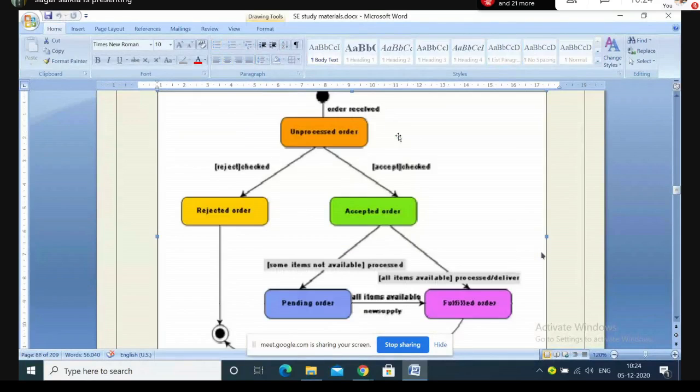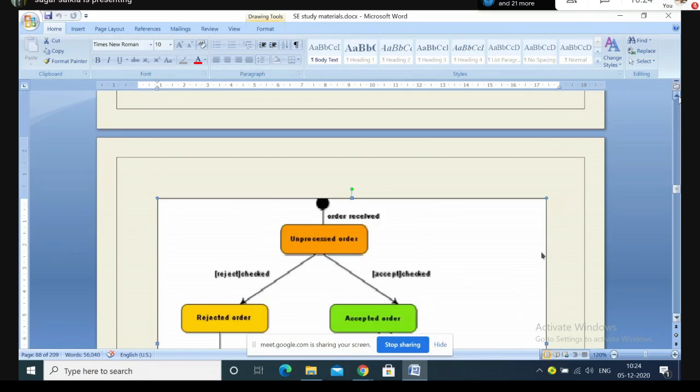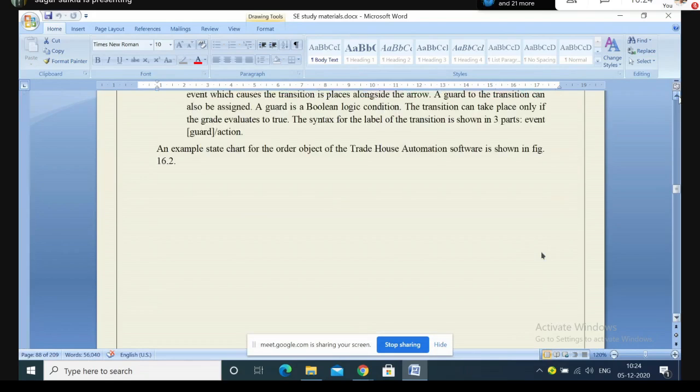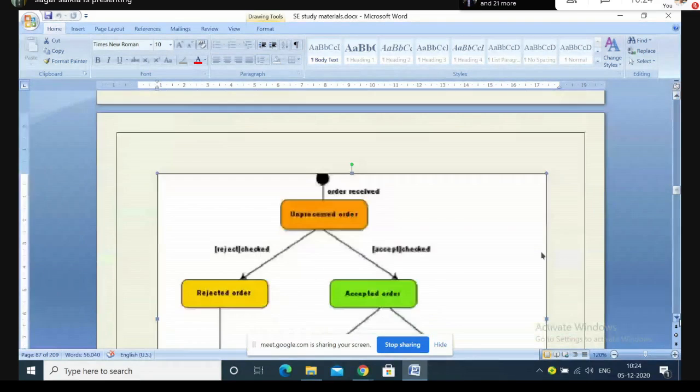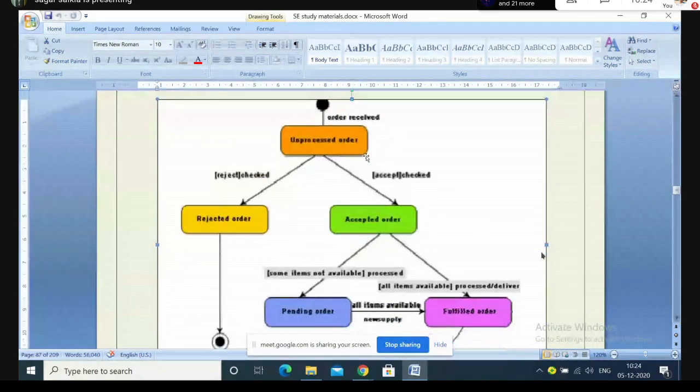As you know, processes are represented by circles. Suppose the order is received, so what will happen? First of all, it will see the unprocessed order. It is trade house automation software, so maybe some trading of garments is taking place. If through the software or app an order has been received, initially the order will be checked whether it will be accepted or rejected, isn't it?